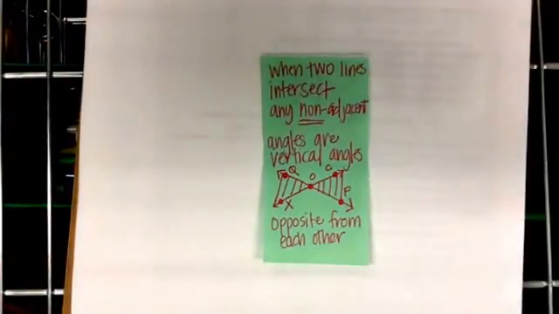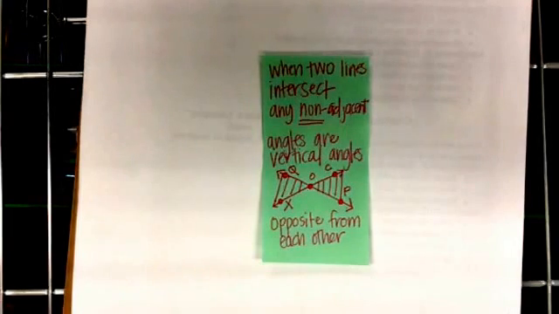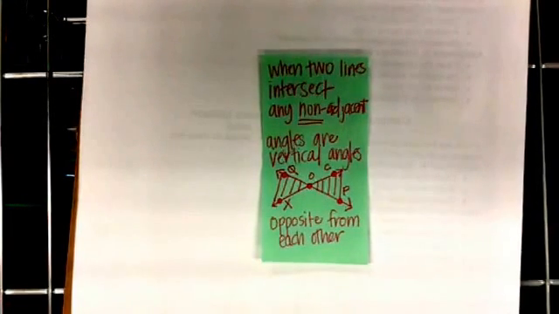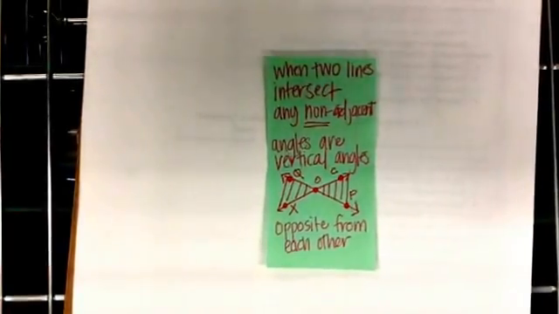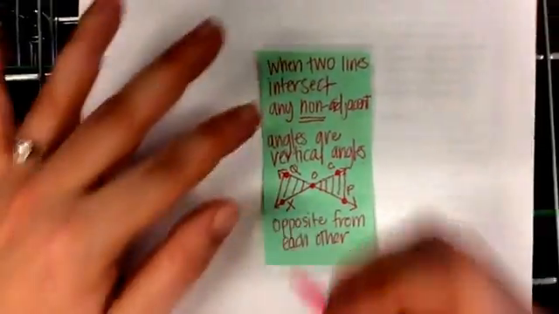What do you think you know? What can you guess about COP and about QOX? I mean, they're vertical because they're not adjacent to each other. They're opposite each other. What do they look like? Do they look the same? Yeah, they're equal.